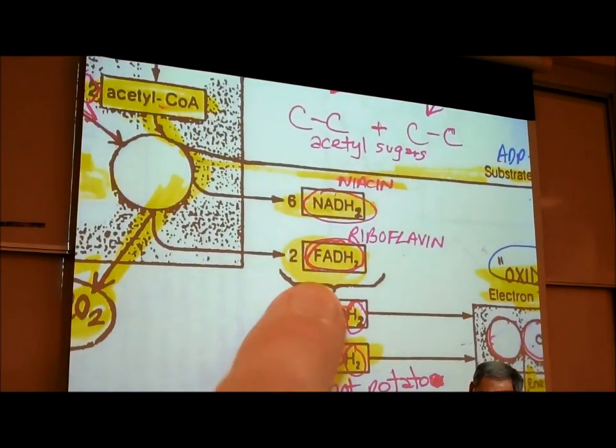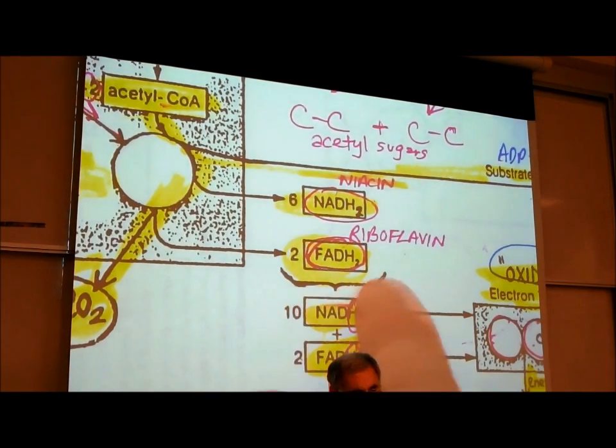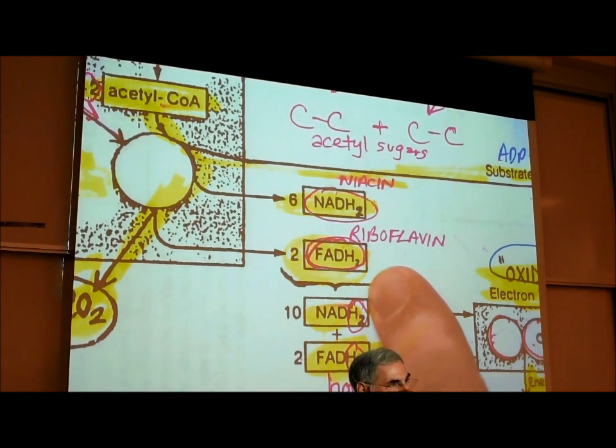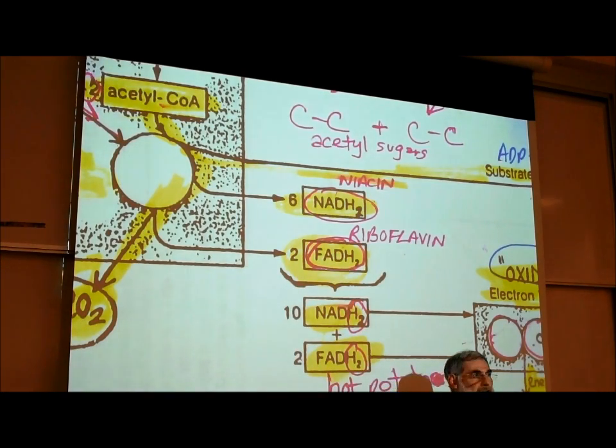In addition, there's another coenzyme called FAD. It technically stands for flavin adenine dinucleotide. You don't need to know that. But it contains the B vitamin riboflavin. I'm sure all of you have heard of niacin and riboflavin. Those are B vitamins. They are both involved in transferring hydrogen atoms, transferring hydrogens from the sugar ultimately to oxygen to form water.